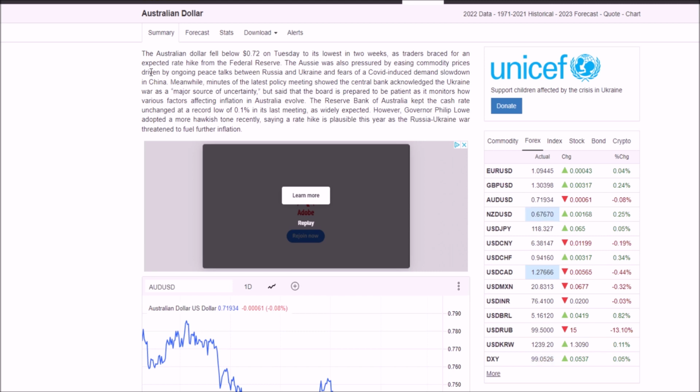So not going to read this at all, but Australian dollar fell below 72 cents on Tuesday to its lowest in 2 weeks. The traders brace for an expected rate hike from the Federal Reserve, which is tomorrow. The Aussie was also pressured by easing commodity prices, driven by ongoing peace talks between Russia and Ukraine and fears of a Covid-induced demand slowdown in China. So that lockdown in China could affect Aussie and put a little bit of pressure on it. RBA kept the cash rate unchanged at a record low at its meeting, as widely expected. So no real surprises out of that.